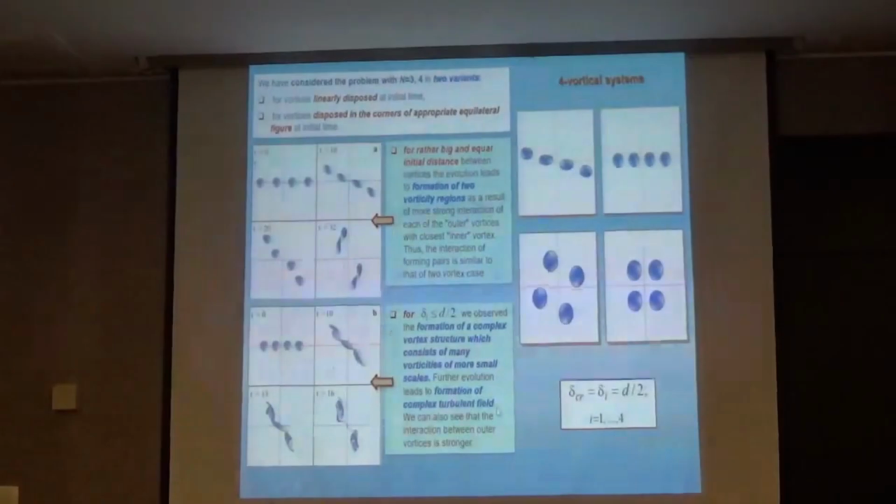In the opposite case, we observe the formation of a complex vortex structure, which consists of many vorticities of smaller scales. The evolution leads to formation of a complex turbulent field. We can also see that the interaction between outer vortices is strong. This is the critical value of the critical parameter delta.